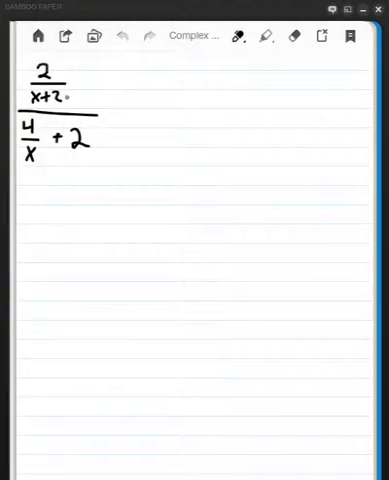Alright, so here we have the complex fraction. We have a fraction within a fraction. We have 2 over x plus 2 in the numerator and 4 over x plus 2 in the denominator. So first we're going to try to clear this by multiplying by an LCD. So let's first figure out what that LCD is.